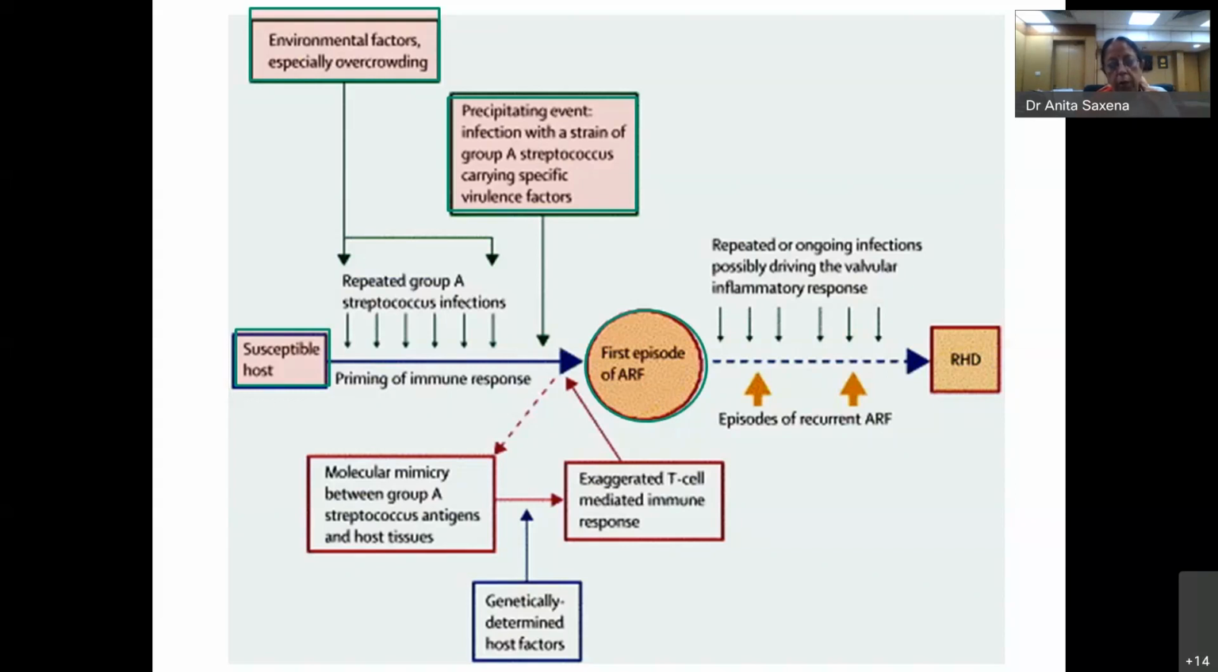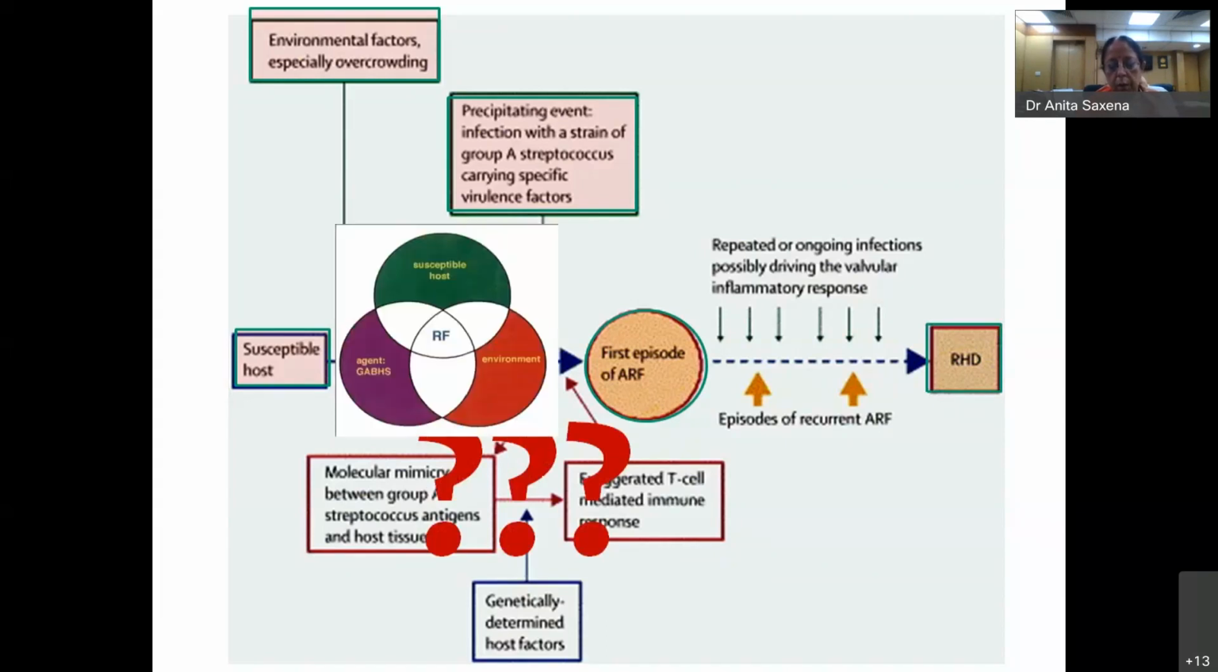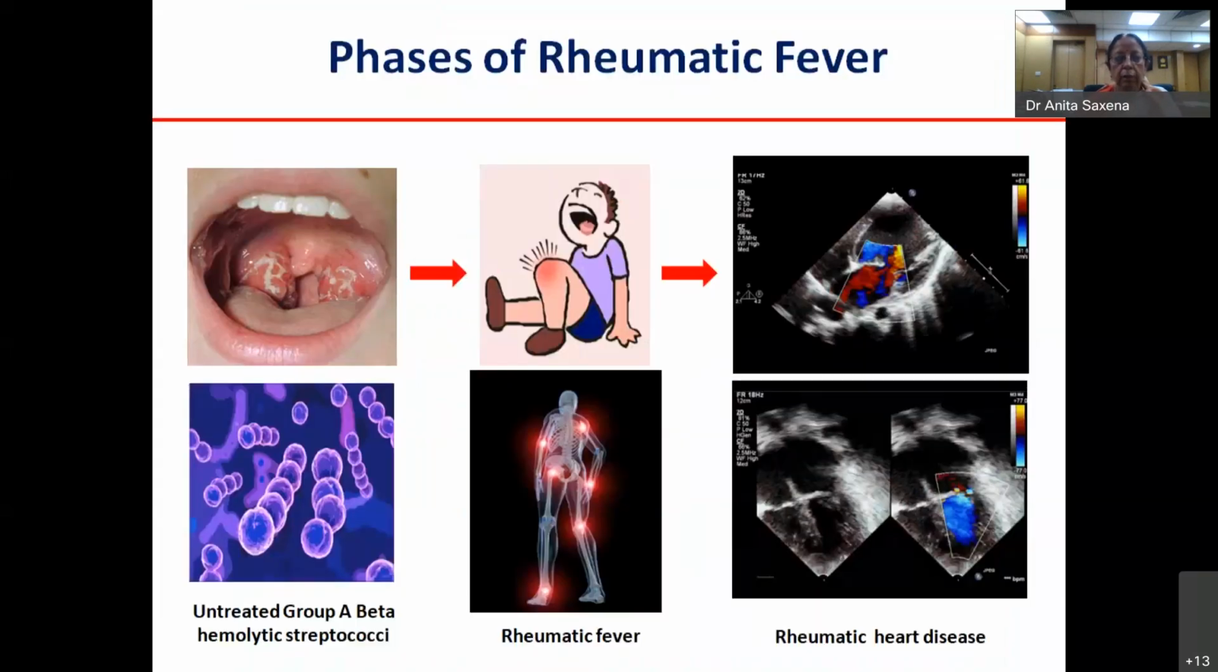Now, those who develop acute rheumatic fever are very likely to get further episodes of rheumatic fever. So this is a susceptible host we are talking about. And every episode of rheumatic fever will produce some damage which may be permanent on the heart valves, and that is what results in rheumatic heart disease. As I said, we don't know the exact pathogenesis. However, there is an interplay between the 3 basic epidemiologic agents, that is host, environment, and agent. So these are the phases of rheumatic fever.